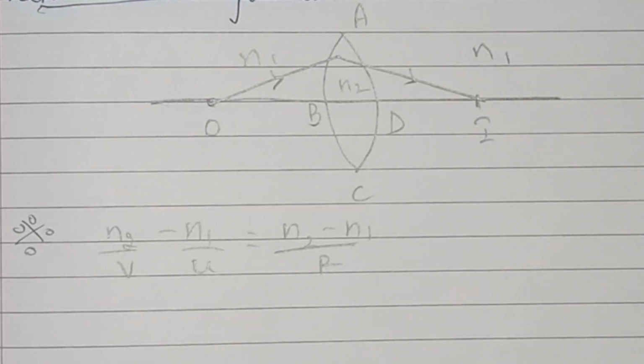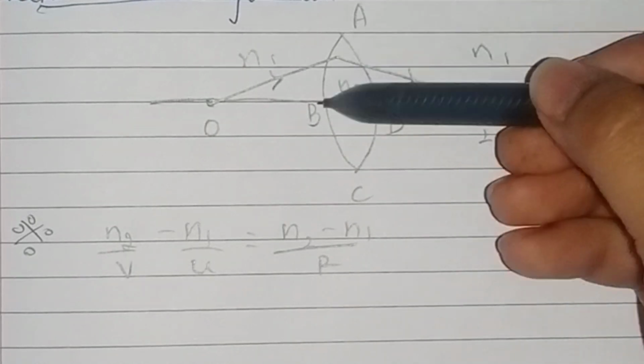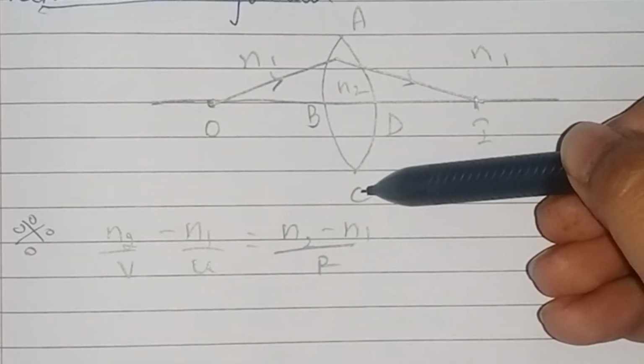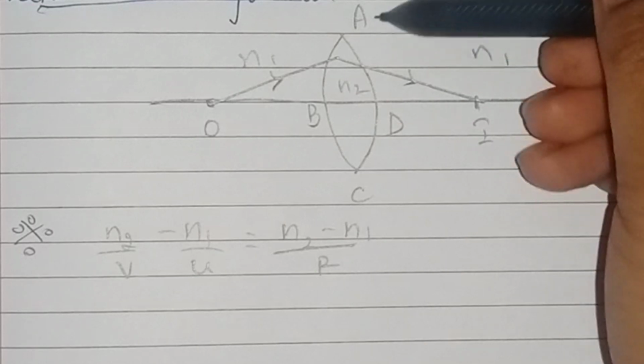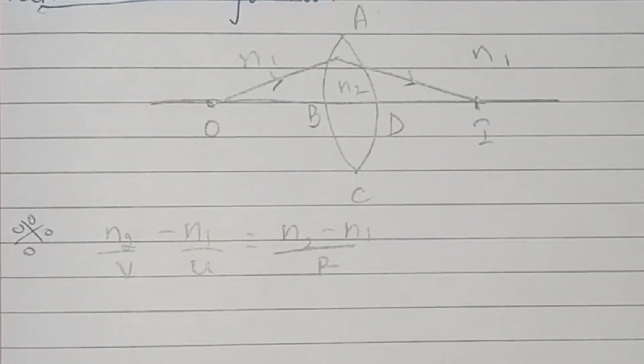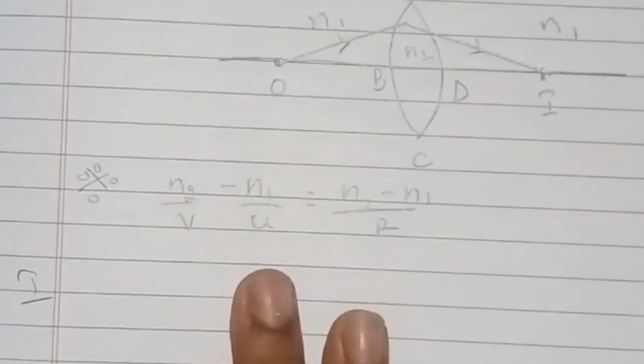In this derivation, we can see the image formation takes place in two steps. That is the refraction taking place at the surface ABC and the refraction taking place at the surface ADC. So we have to split this lens into two surfaces to derive this expression. First we have to take the surface ABC.